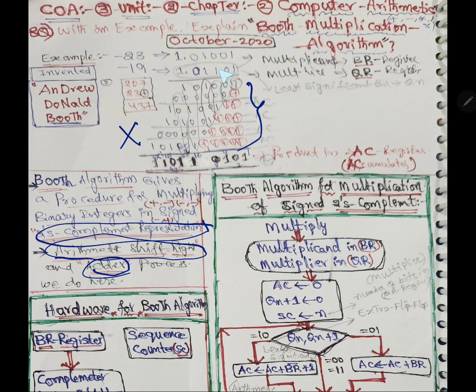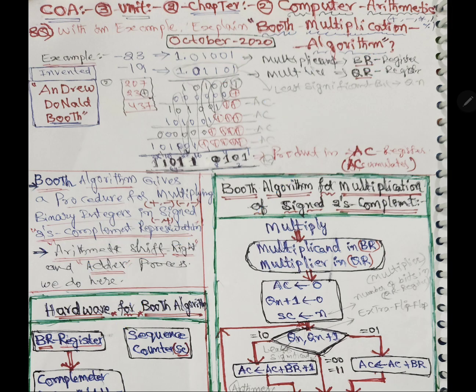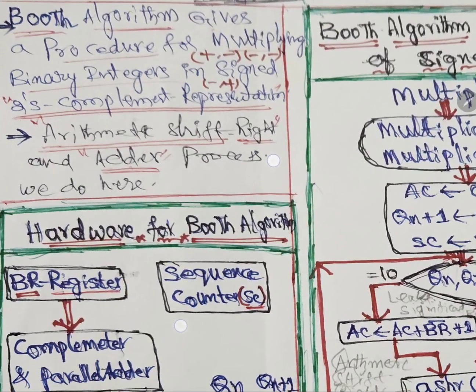We did the 2's complement also. That is the key point. If you know this basic thing, the flow chart and this hardware diagram will be very easy. This is a very important question. It is very simple, and I will explain it very simply. Now, see here.